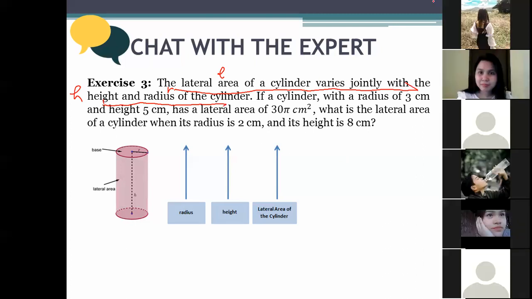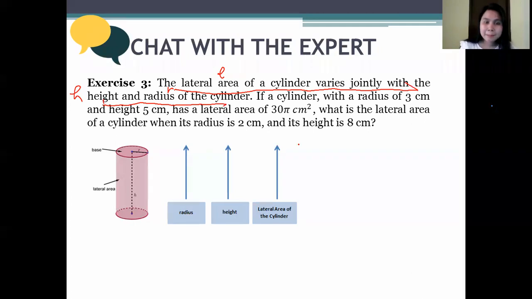Is it R? Oh wait, hold on. 3 equals K. First sentence: the lateral area of a cylinder varies jointly with the height and the radius. What do I have to do, ma'am? You need to translate the first sentence into a mathematical statement.